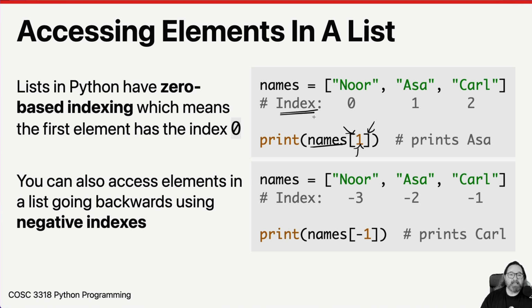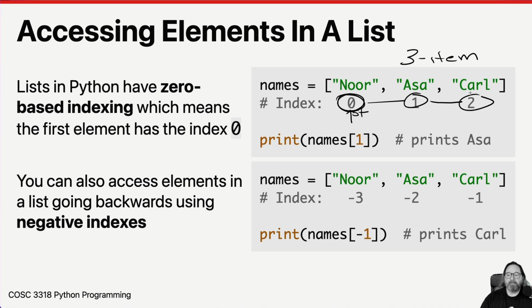So if we want a specific one, we use that number. If we're using a for loop, it just pulls them out for us. What trips up a lot of beginning Python programmers, and really almost every programmer in almost every language, is that the first element has an index of 0. So this is a 3-item list, and its indexes go from 0 to 1 to 2.